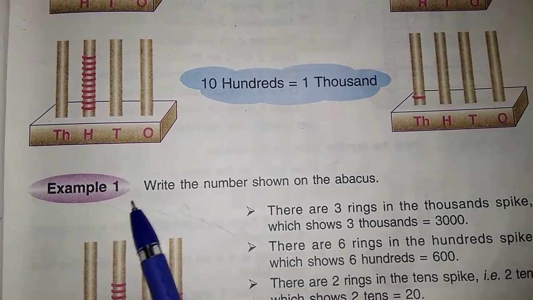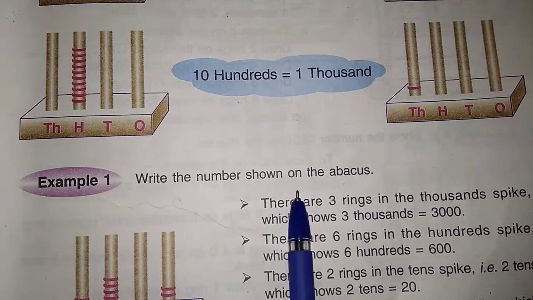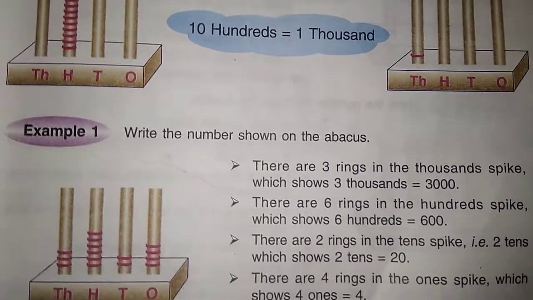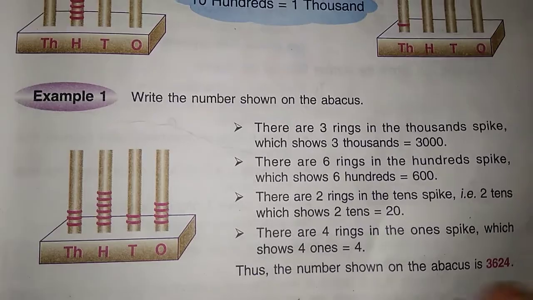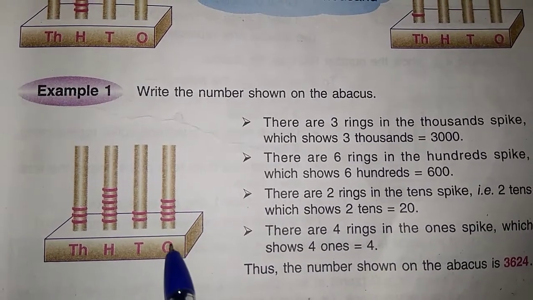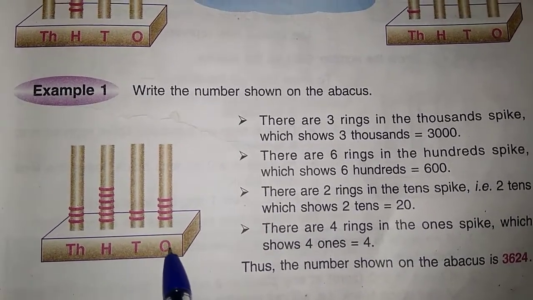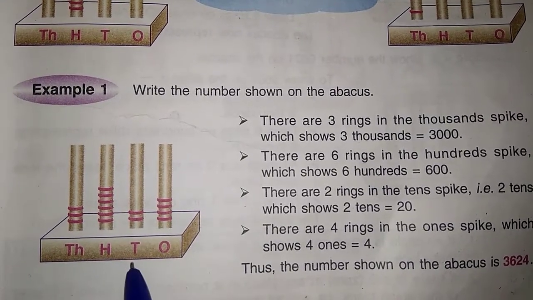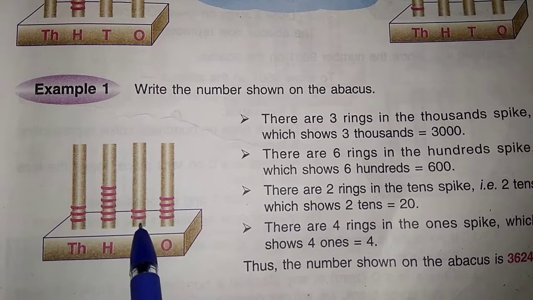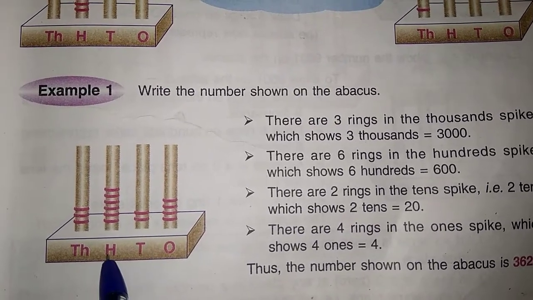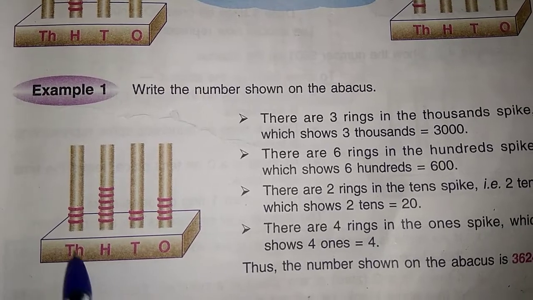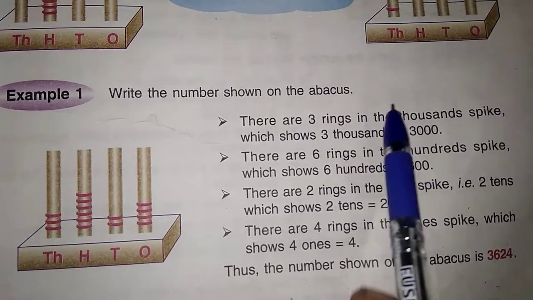Now example, write the number shown on the abacus. You have to write the number which is shown on the abacus. You can see here, children, in the ones spike there are 4 rings. In the tens spike there are 2 rings. In the 100 spike there are 6 rings. And in the 1000 spike there are 3 rings.